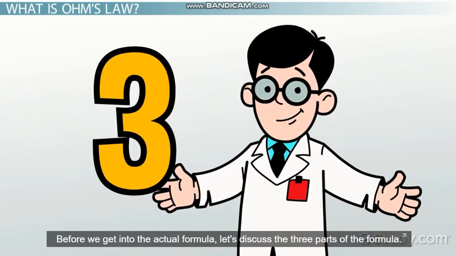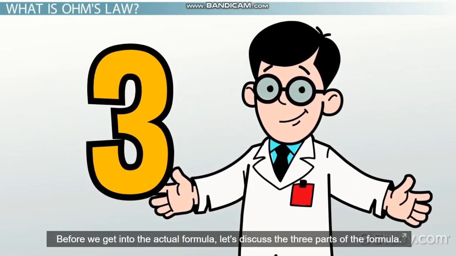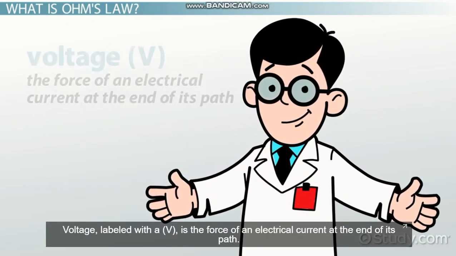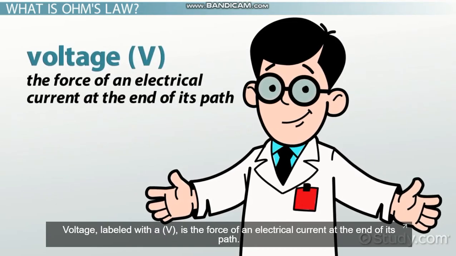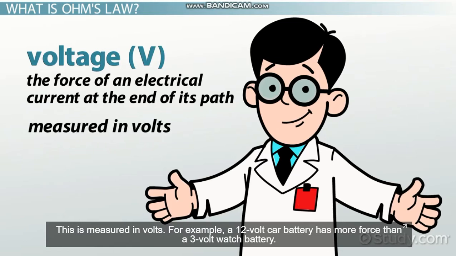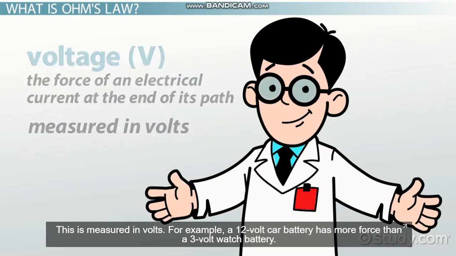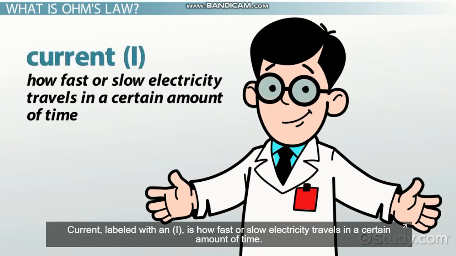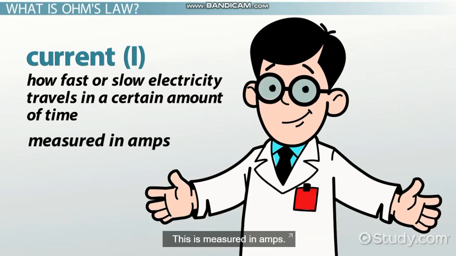Before we get into the actual formula, let's discuss the three parts of the formula. Voltage, labeled with a V, is the force of an electrical current at the end of its path. This is measured in volts. For example, a 12-volt car battery has more force than a 3-volt watch battery. Current, labeled with an I, is how fast or slow the electricity travels in a certain amount of time. This is measured in amps.